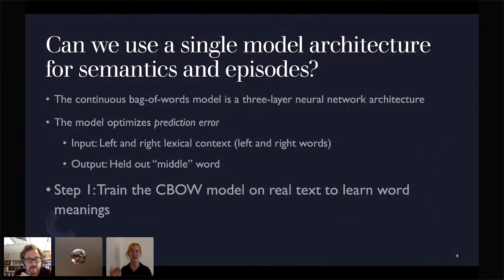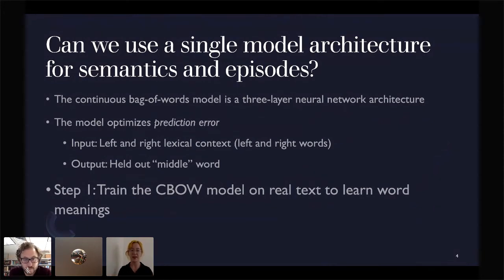To orient you a little to the architecture of the model, although I don't think this is particularly critical, the model is a 3-layer neural network architecture. It uses context to predict words. In particular, it uses prediction error from this context-to-word prediction task to learn associations between words without necessarily directly observing the same two words together. So you'll learn that a word like cat and a word like dog are similar in meaning because they occur in similar linguistic contexts, not because they occur together.